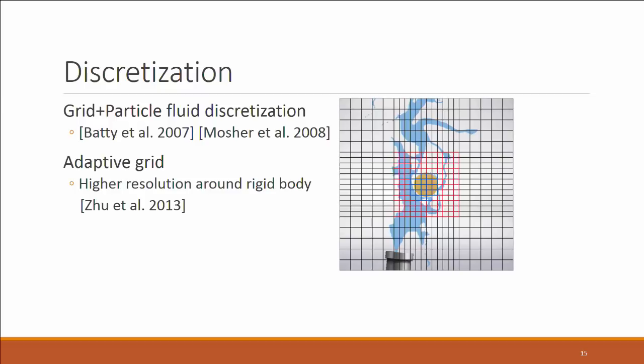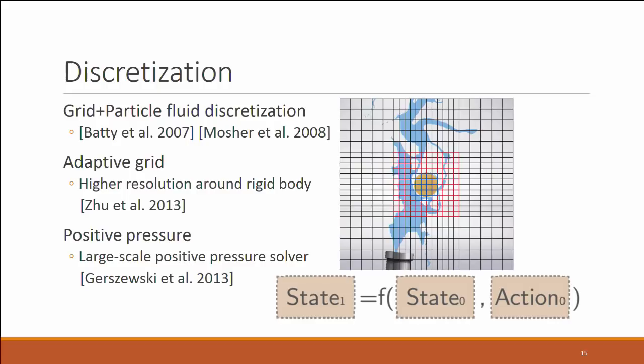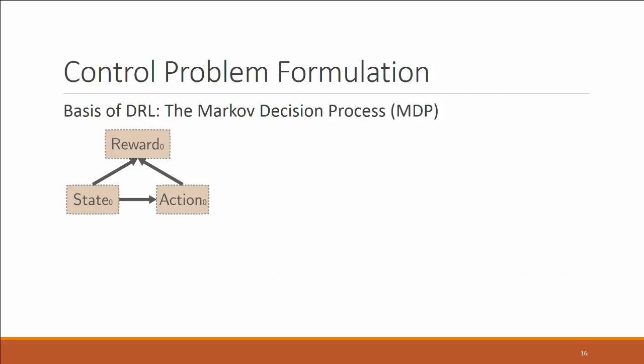We also use an adaptive grid that provides higher resolution around the rigid body. In our experience, this provides up to 4 times speedup in the training stage. Finally, we solve for positive pressures using the large-scale pressure solver from previous work. These components combined provide us with a well-defined dynamic system that brings your current state and action, or control signal, to the next state. Given this well-defined dynamic system, DRL formulates the control problem as a Markov decision process.